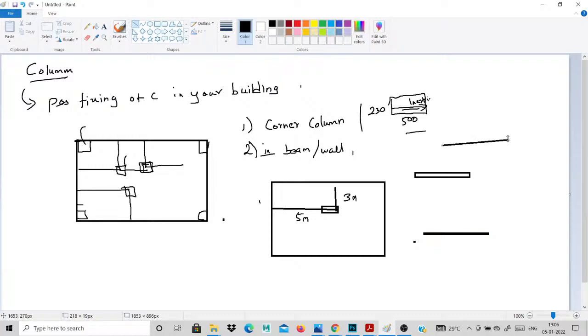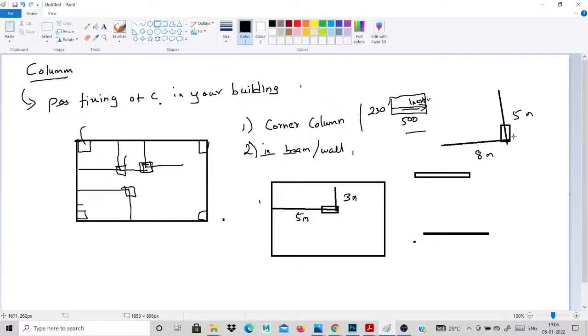I take another example. See, this is one beam, and this is one beam. So two beams are acting. This beam dimension is 5 meters, and this beam is 6 meters. I provided the column for this area. So I simply orient the depth of the column into the longer beam side.